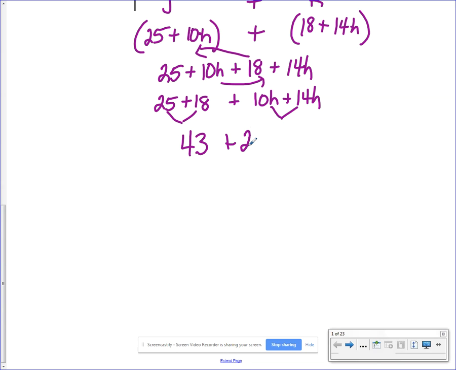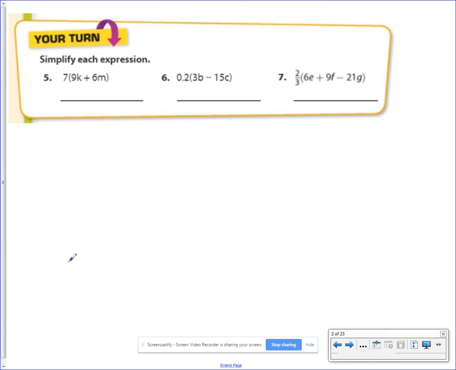This would give me 24H. And really, that's as far as I can go. I cannot add the 43 and 24 because they are not like terms, just a constant. This is an algebraic expression. Okay? All right, let's take a look at something else here.